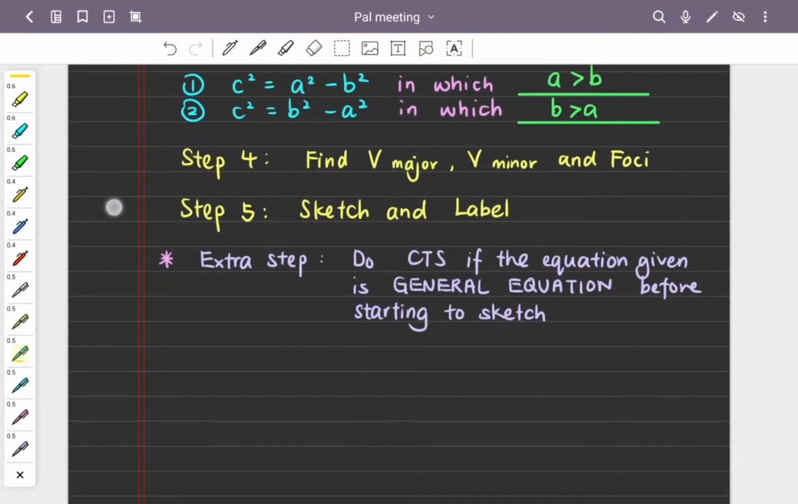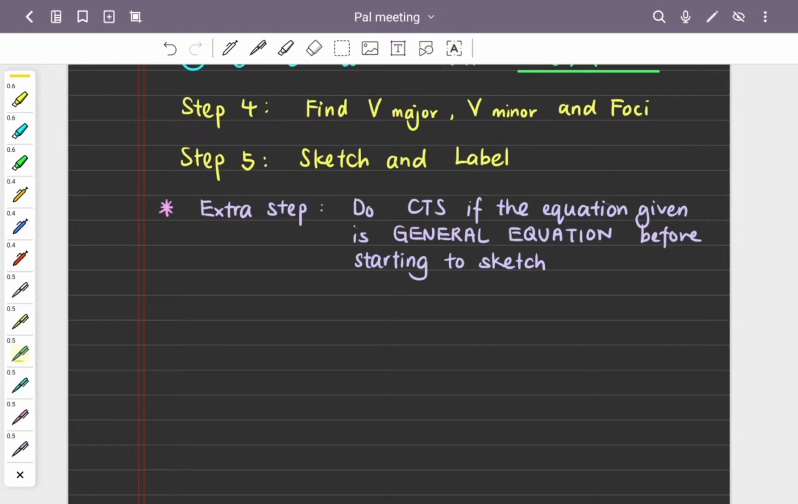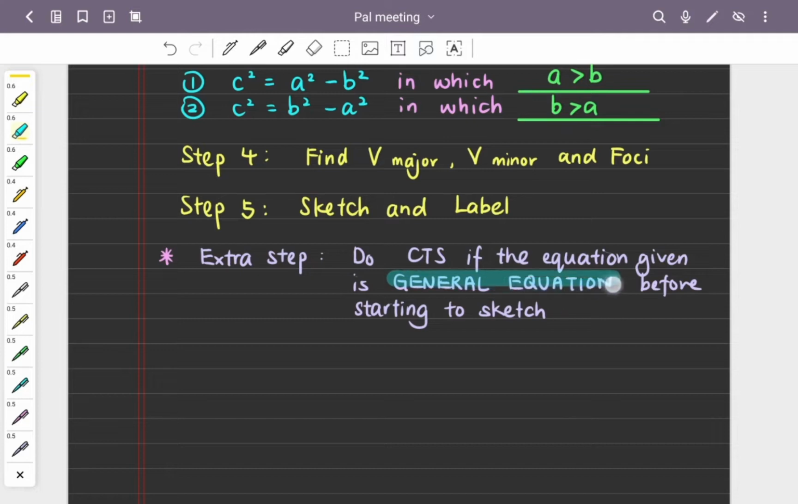Now there's an extra step you need to do, which is CTS, completing the square, if the equation given is a general equation, meaning it is not in the form of the standard equation. Then you need to do CTS to make sure it becomes the standard equation before starting to sketch. So the purpose is to convert to standard equation. That is just the theory of how you are going to sketch the ellipse.